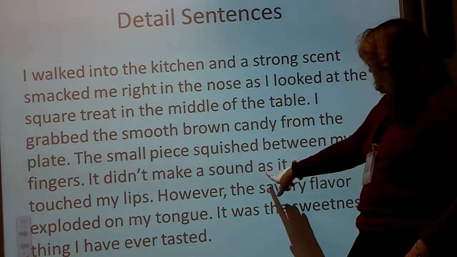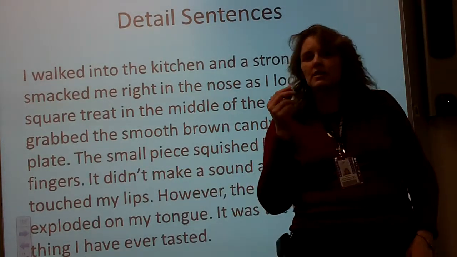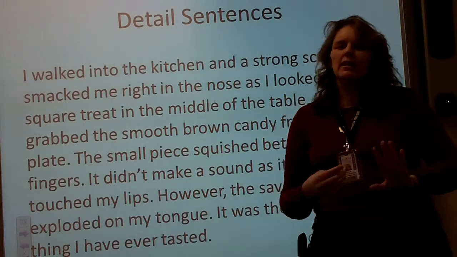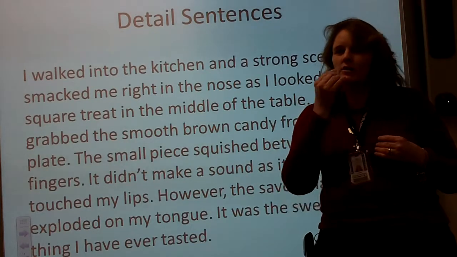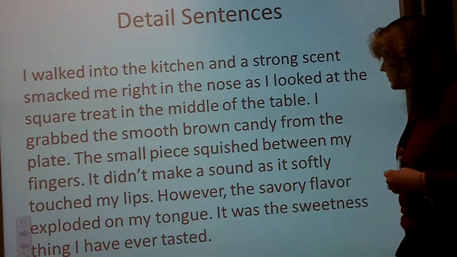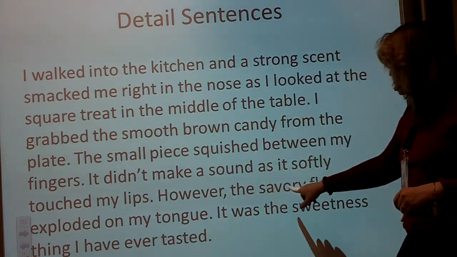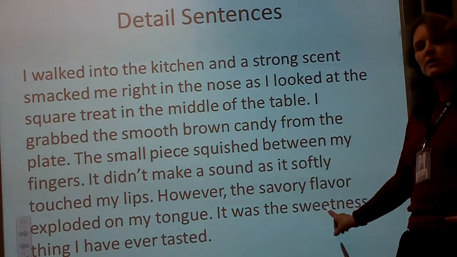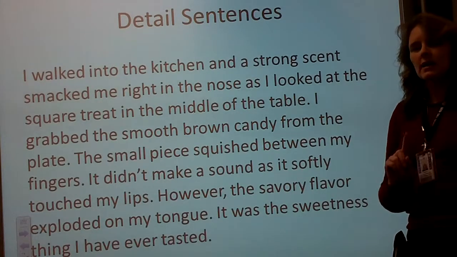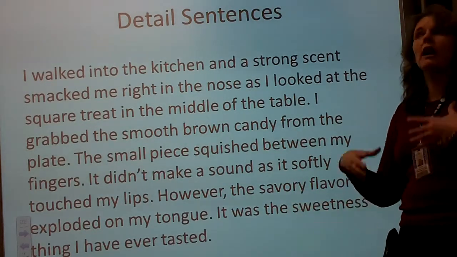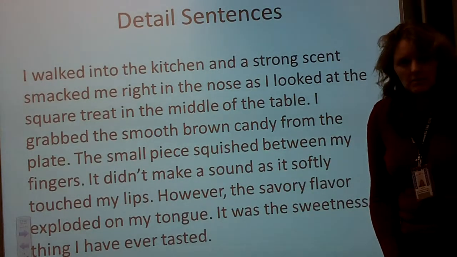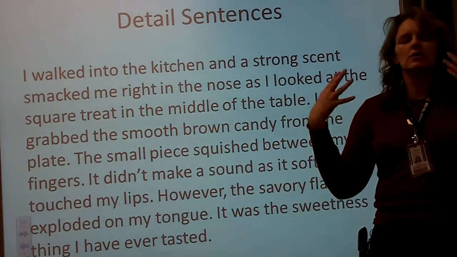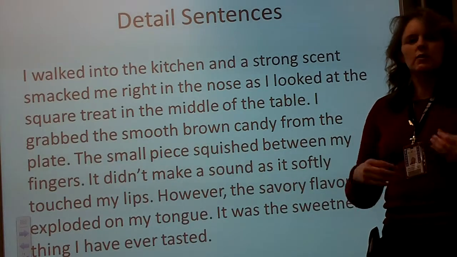Okay, my other word, as it softly touched my lips. Remember I said the item was soft. So again, I've added it in, but also with the action, softly touching. Okay, the next one. However, the savory flavor exploded on my tongue. There's the word savory, and you can see there's only one in that sentence. It's okay to just use one. You don't have to use two in every single sentence. One or two is fine. Just explaining it, describing it, interacting with it.